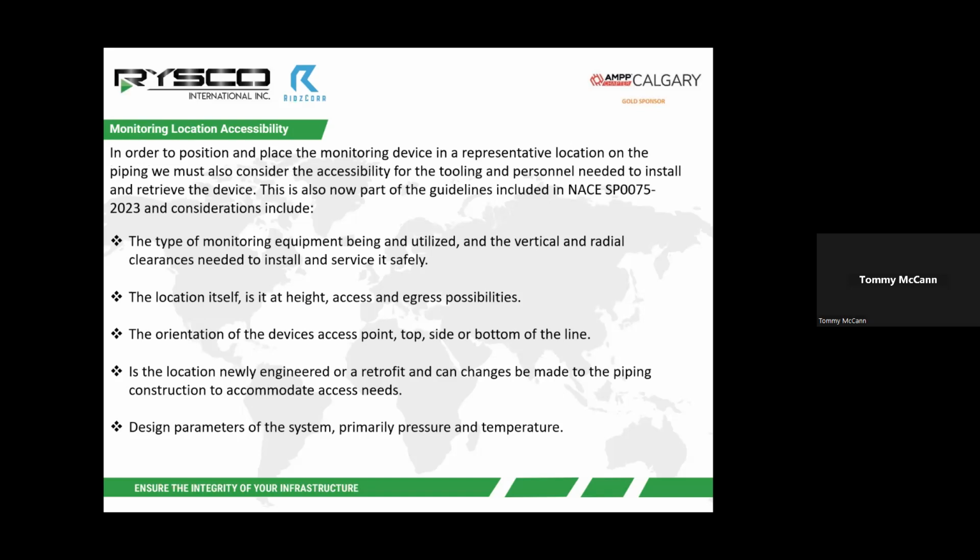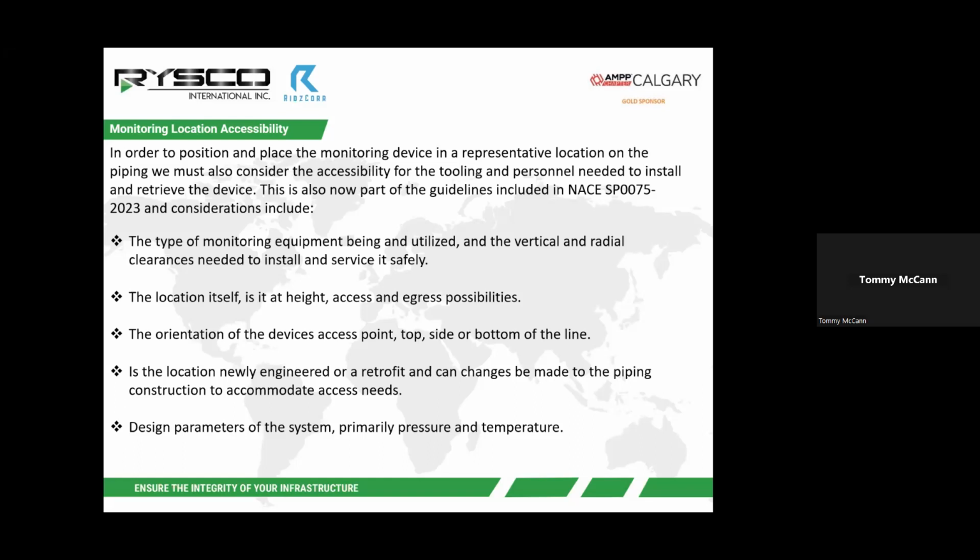So accessibility. When we position the device or select the location, there's very much a focus on it being representative. So you want the device to experience and see what the pipe itself sees: normal production, upsets, and your mitigation methods. But it's also very important when selecting that to consider the accessibility of the equipment and the people required to install and retrieve the device.